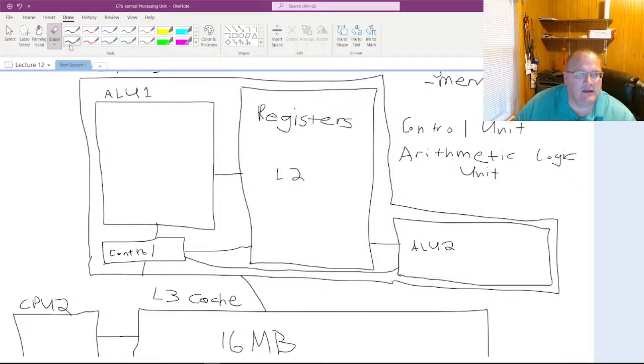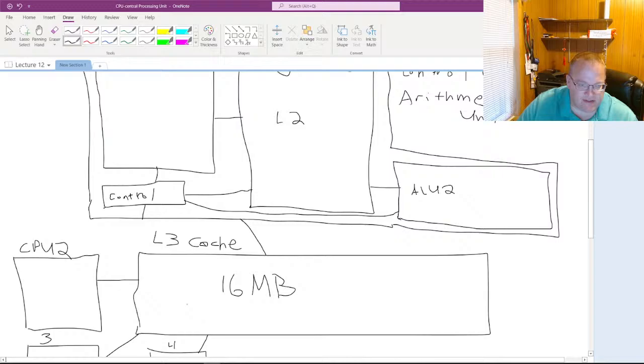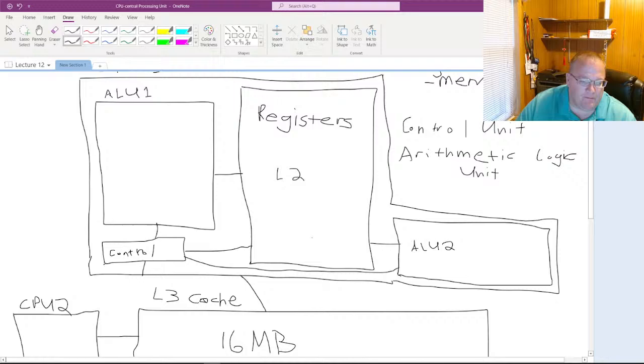But I'm not going to worry about what the different layers are. But this is the L3, I'm positive, is outside. So everything goes through the control unit. So let's say I want to take something out of L3, bring it through the control unit, and load it into the L2 registry somewhere. And ultimately, everything needs to be loaded that way.